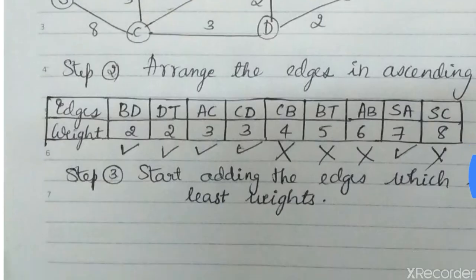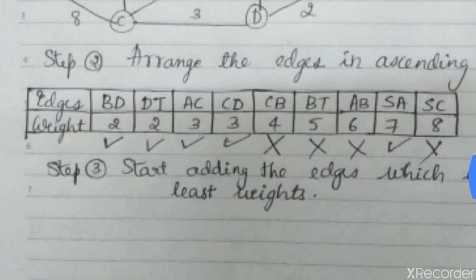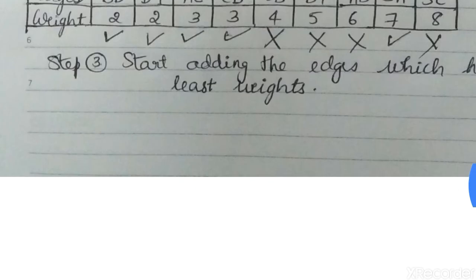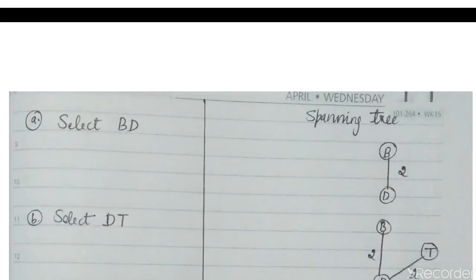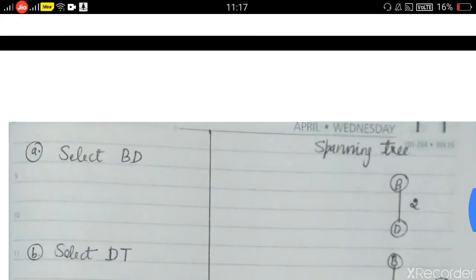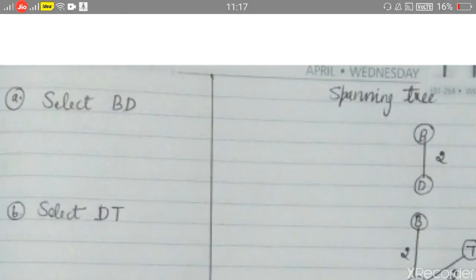Then in the third step, what you have to do is start adding the edges with least weights. Now you have arranged them in ascending order, and you have to go on adding them. We'll see how it happens. First you have to select BD. Here you have BD, so you select that edge. So you get the respective spanning tree given here.